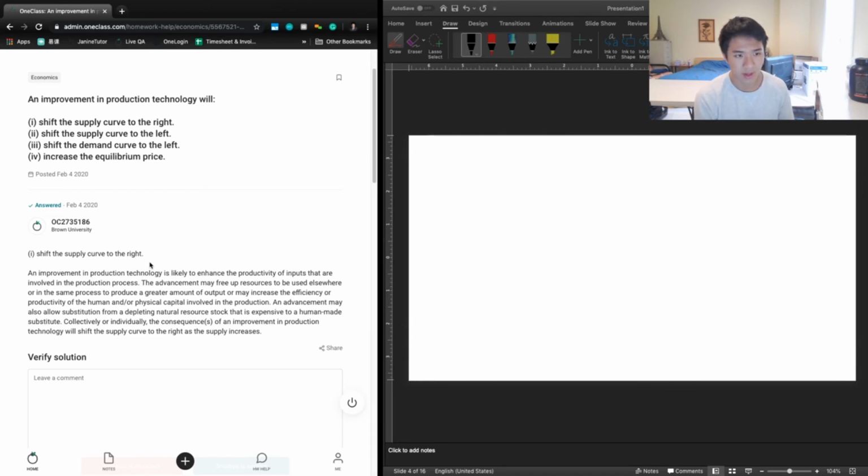And so the direct consequence of improving production technology is essentially to allow suppliers to produce more of the same good, a higher quantity of the same good given the same amount of resources. And so if we think about this, that means that at every single price, the supplier can produce more. And so that's going to effectively shift the supply curve to the right.